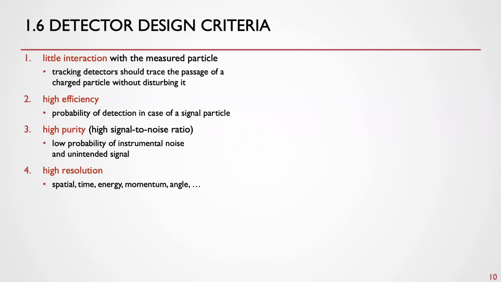Typically, you measure one or more properties. You measure the energy per particle, for example the energy deposit, but you also know where your detector cell is located in space, and you measure when the particle has hit. So you want simultaneously high resolution in the spatial coordinates, so you want a highly granular detector with fast timing, with good energy resolution, and with good angular resolution.